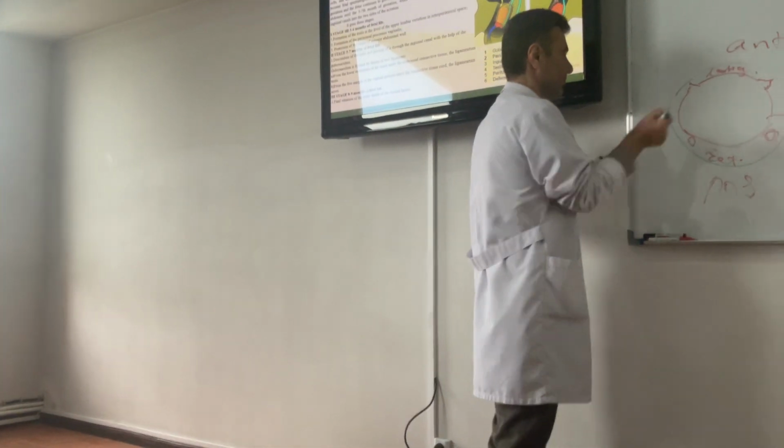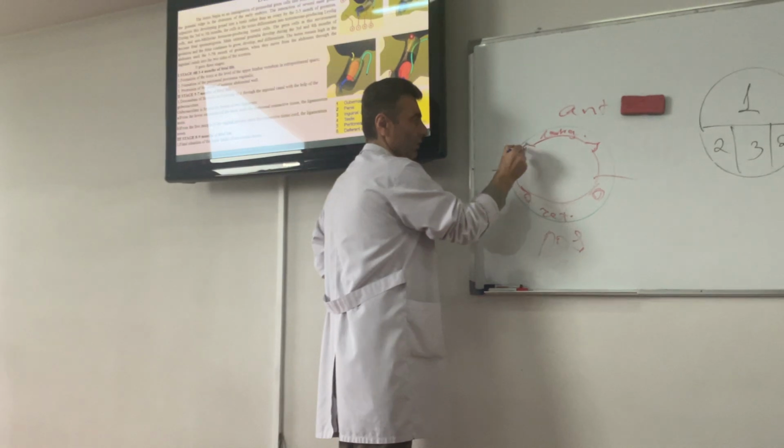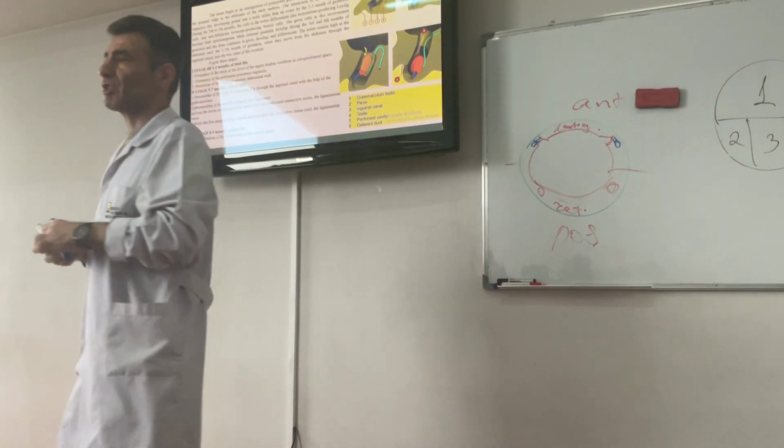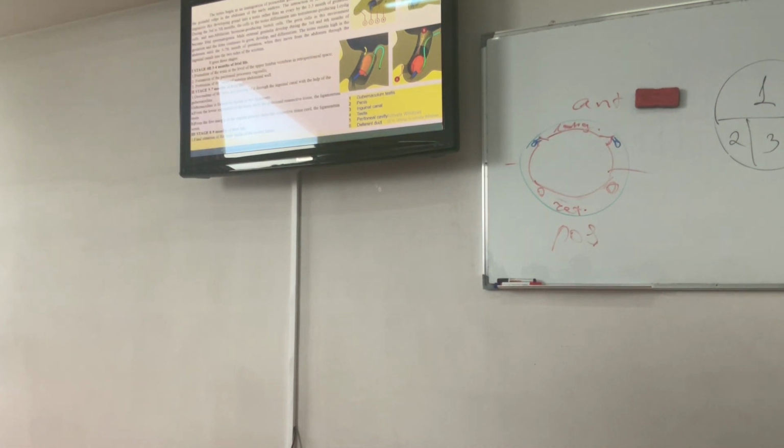What will be the testis? Testis and vaginal process fuse to each other by a special ligamentous structure which is called gubernaculum testis. It has two ligaments, one we call scrotal, the second we call testis.